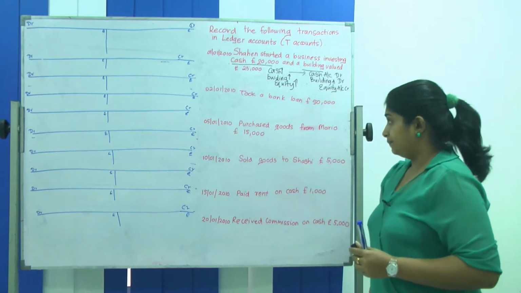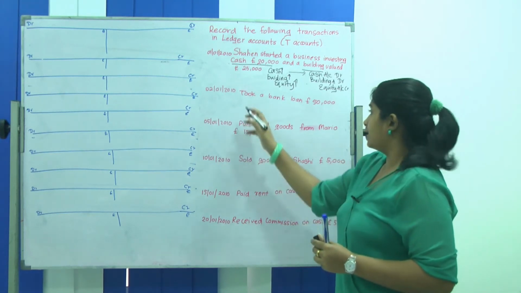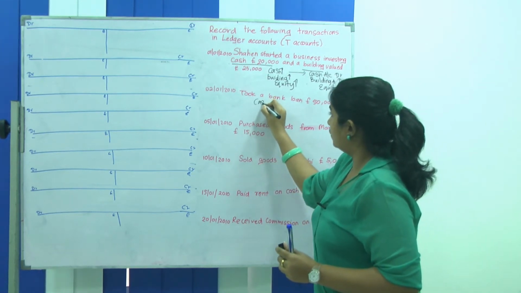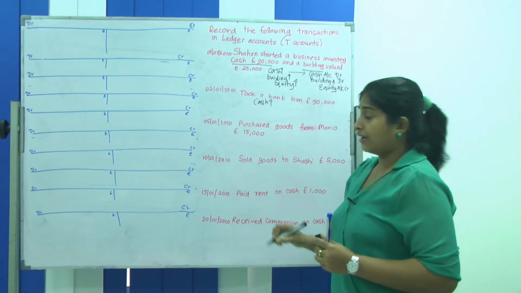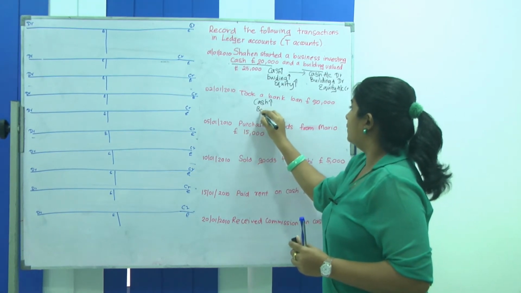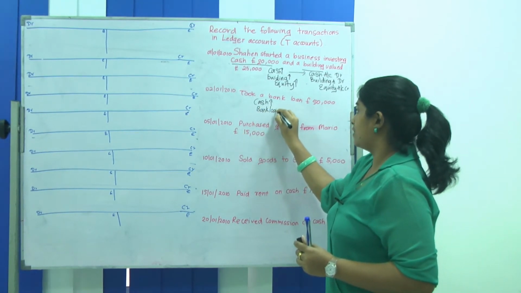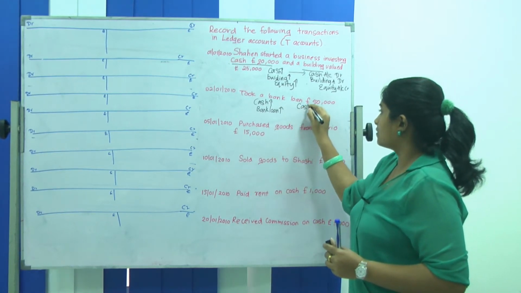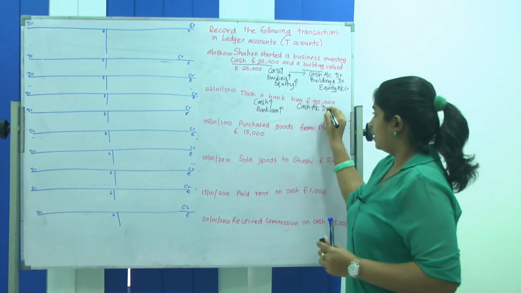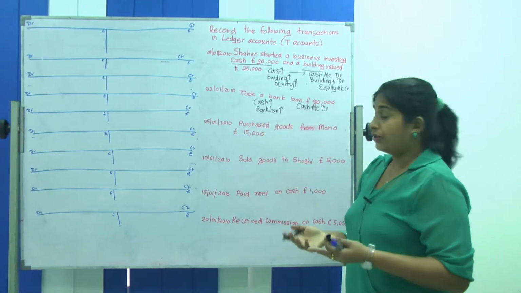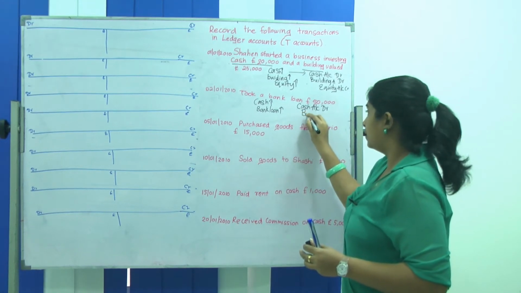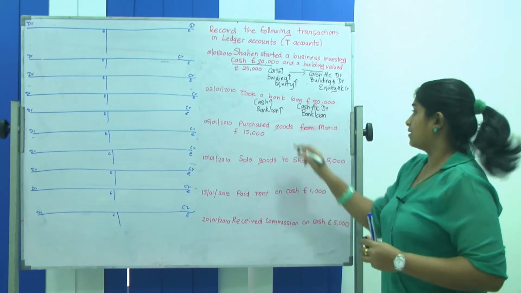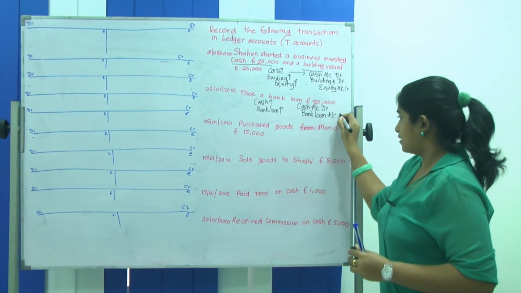Now in the second one, 2nd of January, he is taking a bank loan for 50,000. So what happens? When you take a bank loan, cash inside the business increases and the bank loan is a liability, so bank loan increases as well. So cash is an asset. When cash increases, the cash account will be debited. When bank loan increases, bank loan is a liability. If you go through the earlier videos, you'll know that when liability increases, it will be credited.